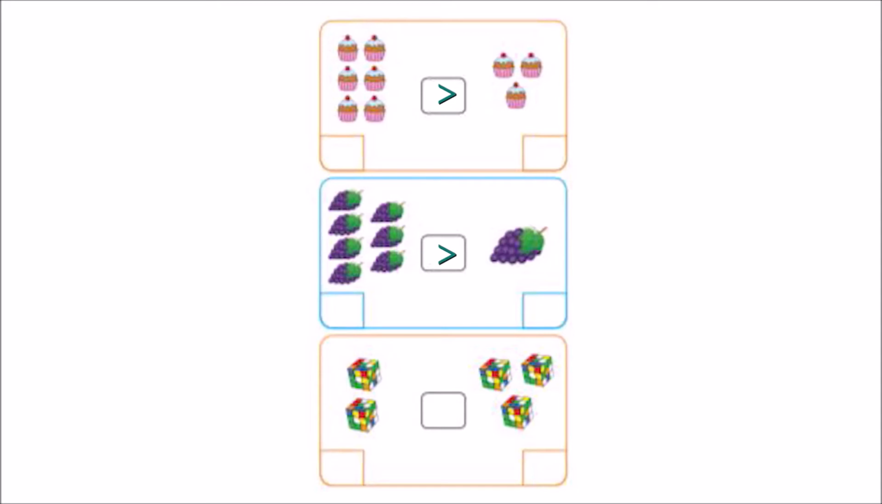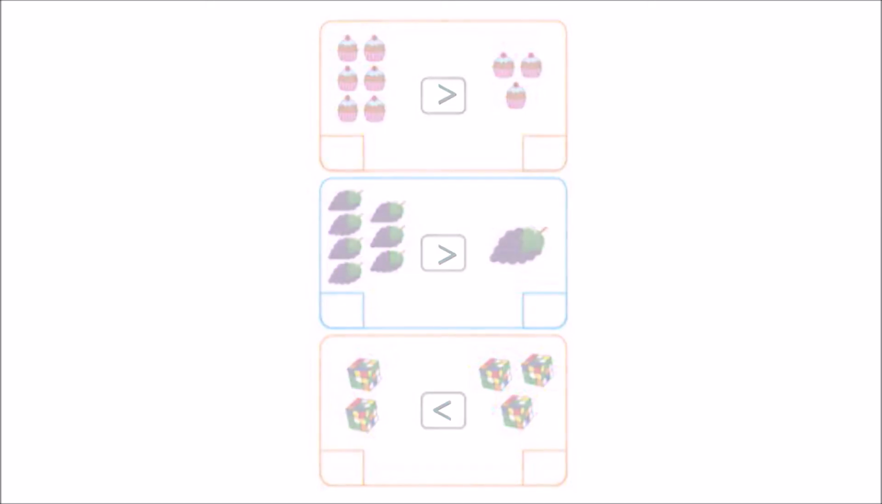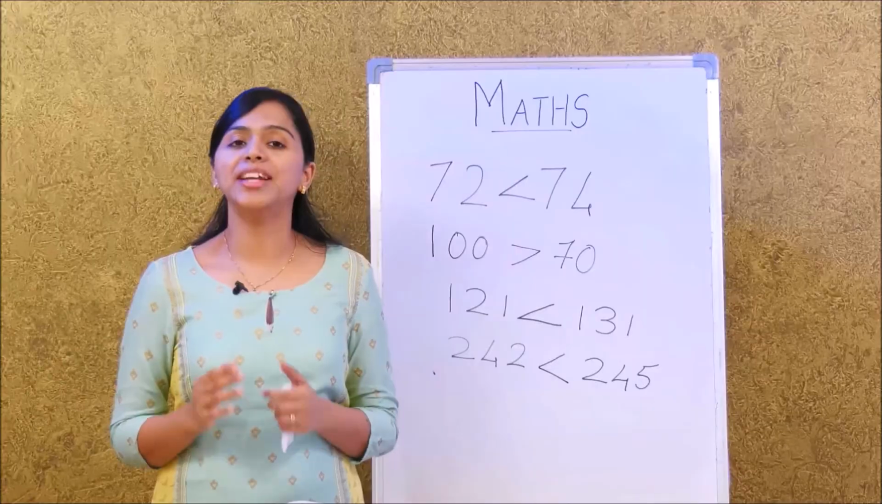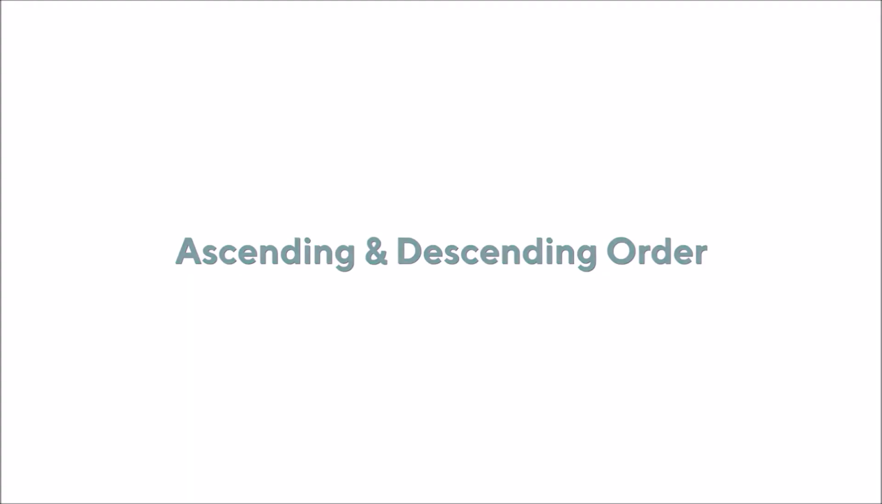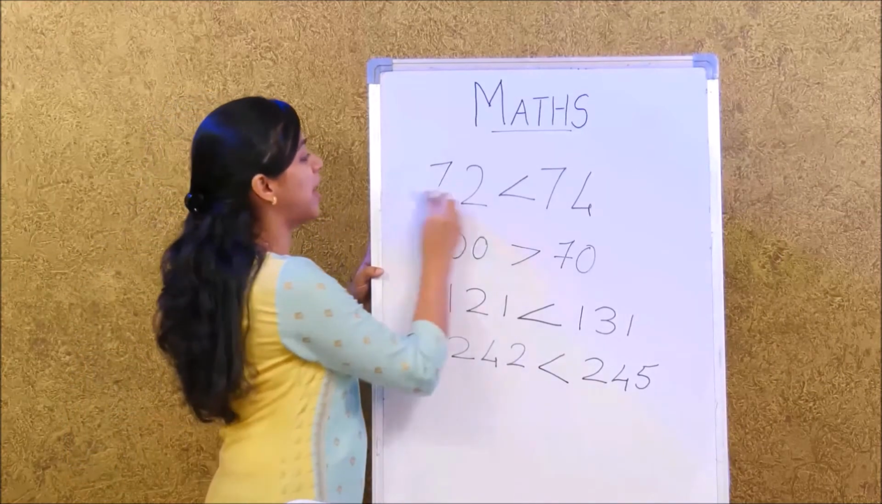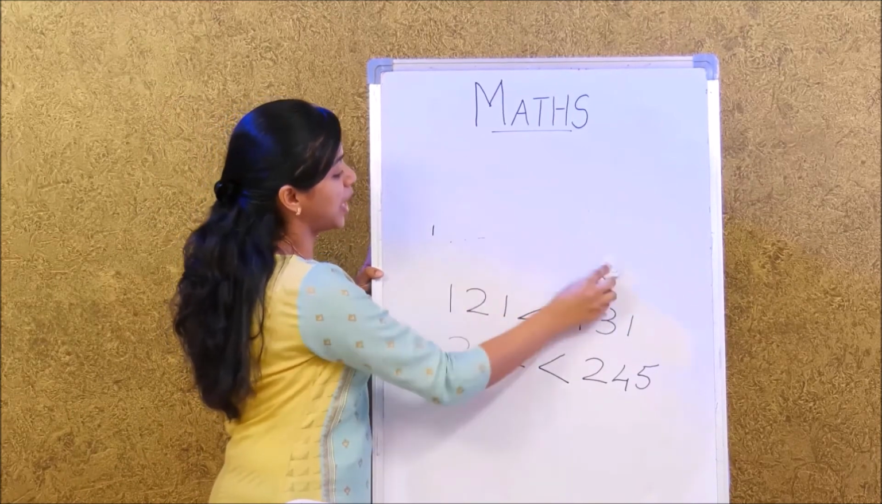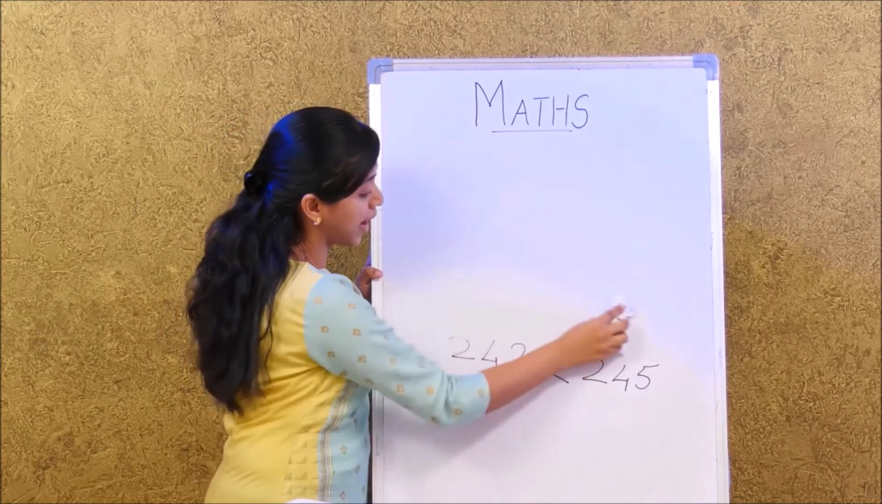And then we have a few Rubik's cubes here. 2 Rubik's cubes on one side and then we have 3. 2 is lesser than 3. Very good. You need to also write the number of cubes on one side and the number of cubes on the other side, just for you to understand it better. Now, we're going to look at ascending and descending order. Alright, I'm going to write a few numbers here and you are going to see which order I'm writing them in.